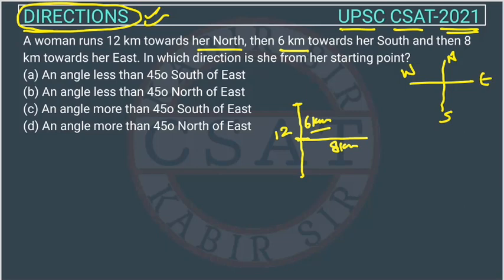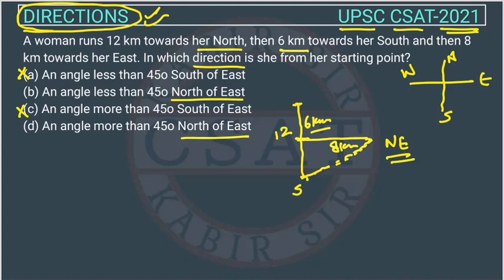So now the question is asking, this is the starting point. So how far is she from the starting point? So this will be the distance, right? In which direction? So they are asking direction. So this direction will be northeast direction, right? From the starting point, she is in northeast direction, right? But in the answer options they have asked the angle also. So we know the answer will be from northeast, north of east. So we can cut option A and option C. So the answer will be B or D.